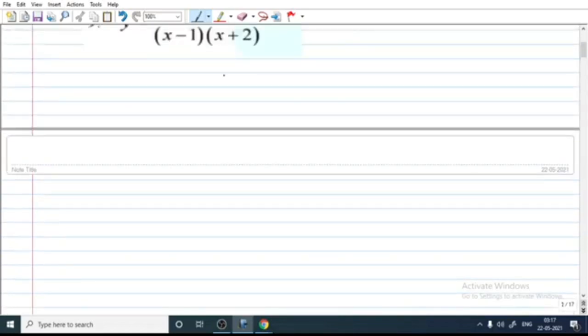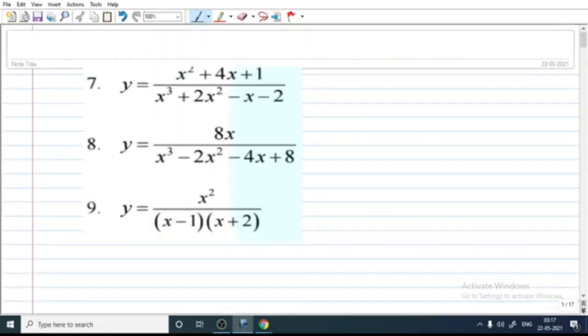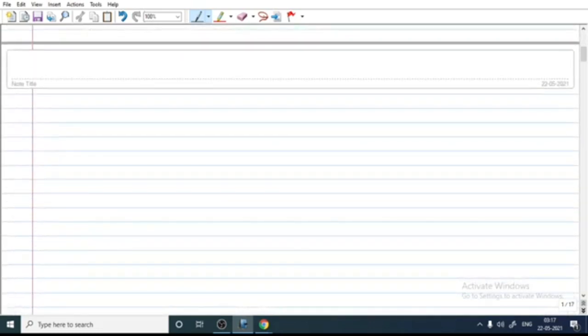So the 3 questions which we are going to solve in this session are as follows. Right now, the first question is, let me read the question. The question is x square plus 4x plus 1 the whole upon x cube plus 2x square minus x plus 2. So let me write the question on the next page and then we will solve.